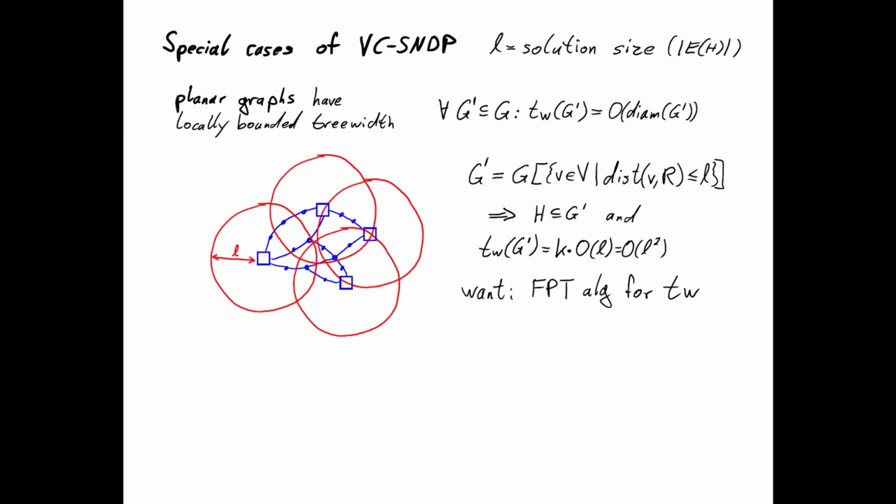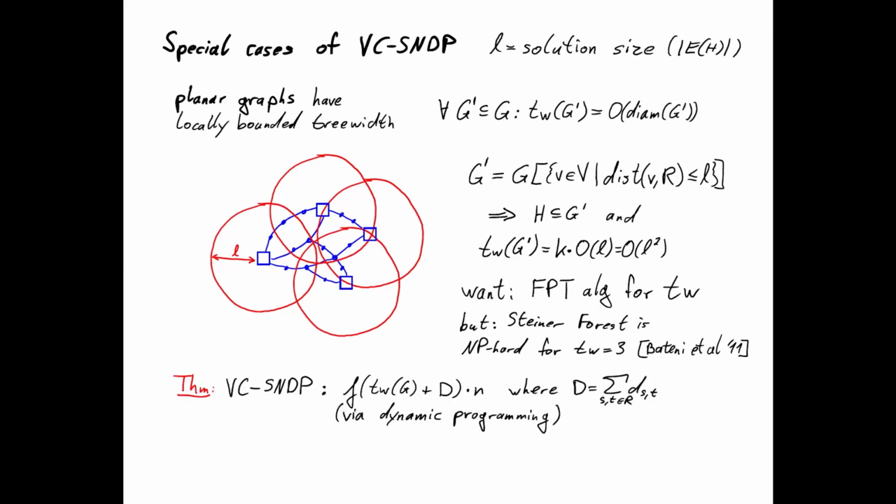And ideally, of course, now we would want an FPT algorithm for the tree width. But okay, I told you that Steiner forest is NP-hard if the tree width is 3, so we can't really hope for that. But then the trick is we just add another parameter, which would be the sum of demands in this case. And then you have a standard dynamic program, which shows that the problem now becomes FPT. And because the sum of demands is also bounded in the parameter, in the solution size, we get an FPT algorithm for planar graphs for vertex connectivity SNDP.